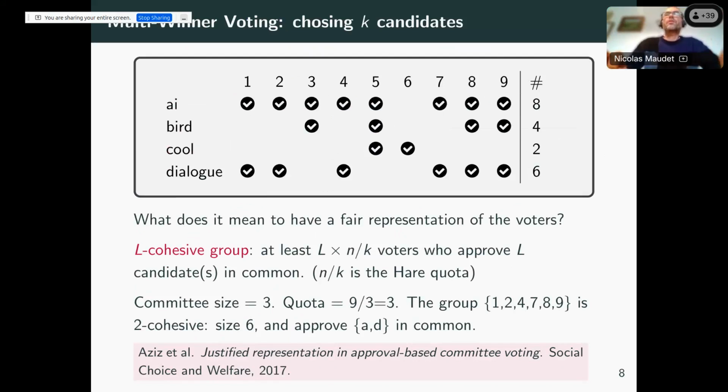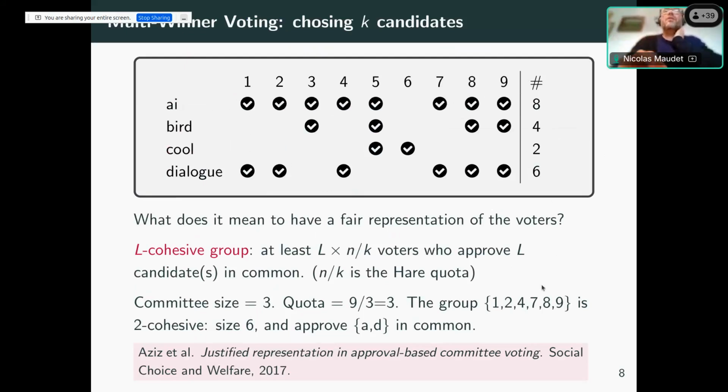Let me now talk about a slightly different setting where instead of choosing one candidate, you have to choose K candidates. In that case, for instance, here, I would have to choose 3 keywords for my project. So there are different proposals and there are different people who voted, approval voting for the different proposals. For instance, agent 1 here voted for AI and dialogue, and the second one gave the same vote, and the third one voted for AI and bird, and so on and so on. If you take the sum here, it gives you these approval scores.